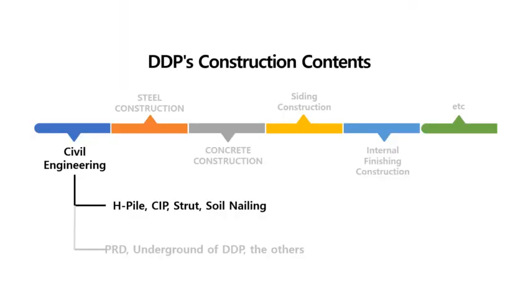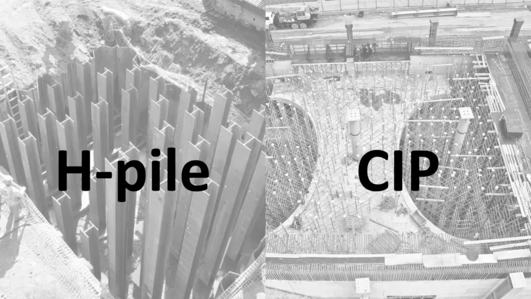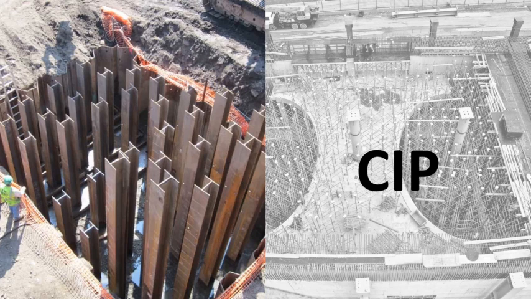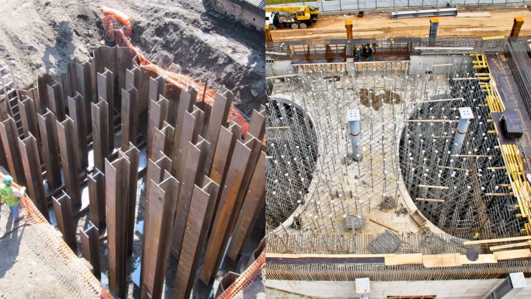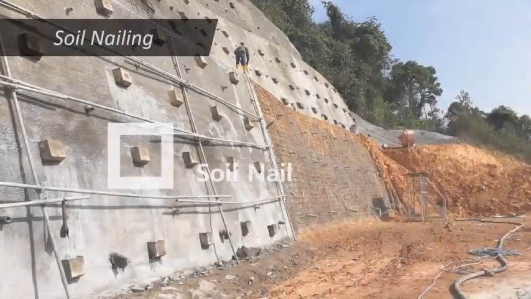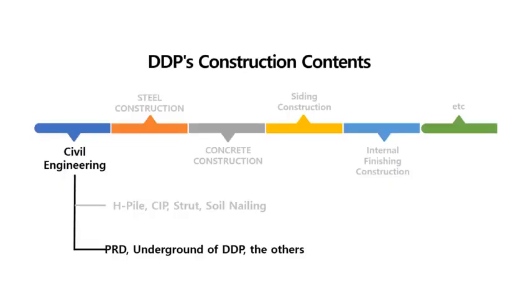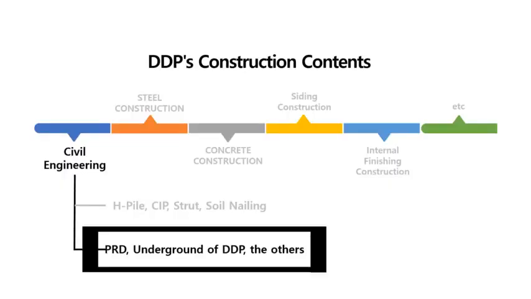Last week, our team looked into HPAR, CIP, strut, and soil nailing methods in DDP construction. Today, we will talk about the PRD construction method and underground space construction used in the civil engineering work of DDP.